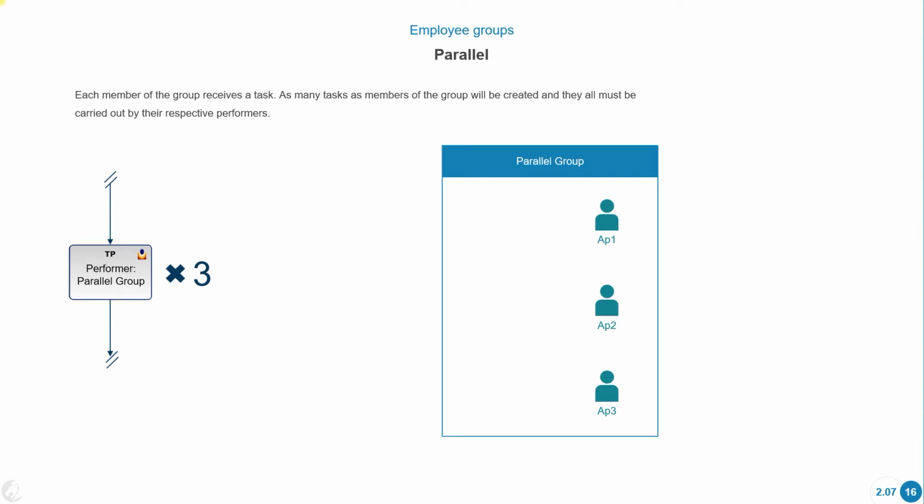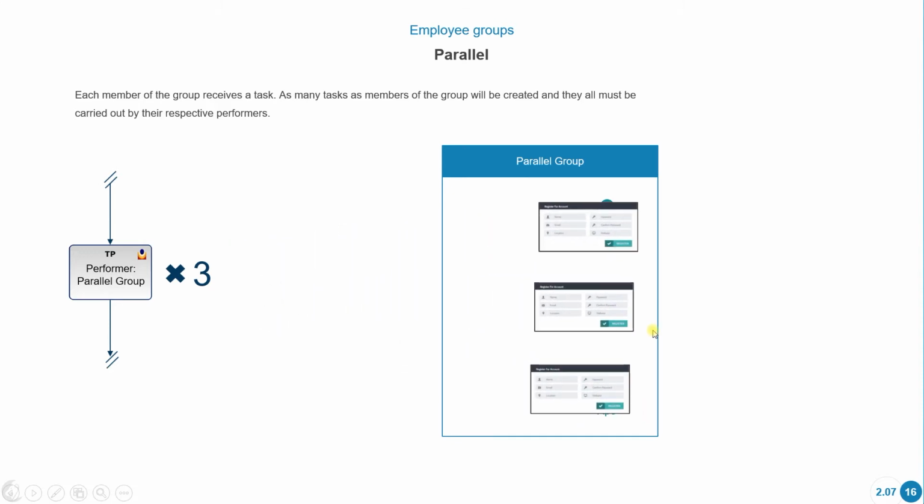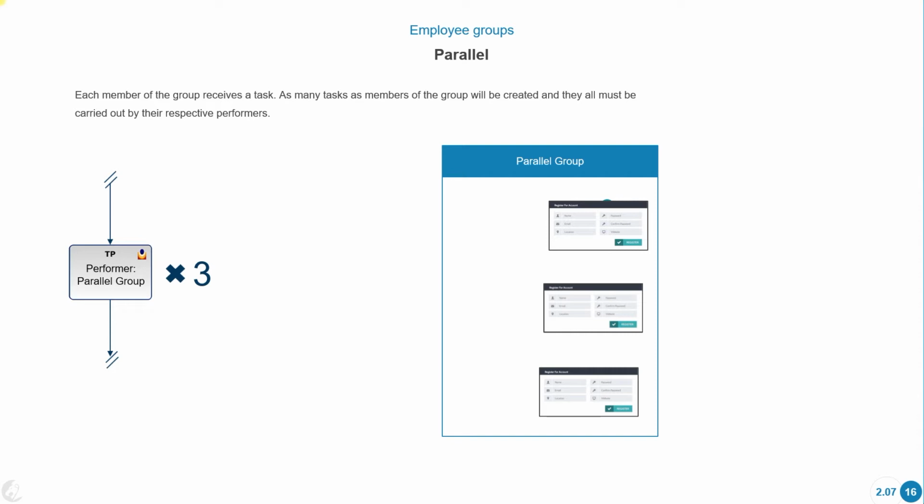Let's see now what a parallel group is. Each member of the group receives a task. As many tasks as members of the group will be created, and they all must be carried out by the respective performers. Let's suppose the current flow reaches a task that has a parallel group as the appointed performer. Then 3 tasks will be created. Each of the members of the group, in this case 3, will receive an independent task that they will have to perform.